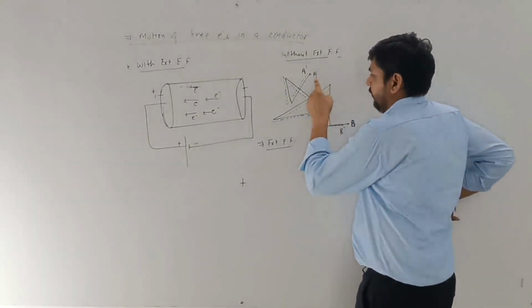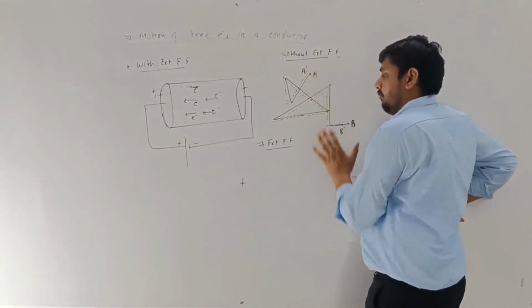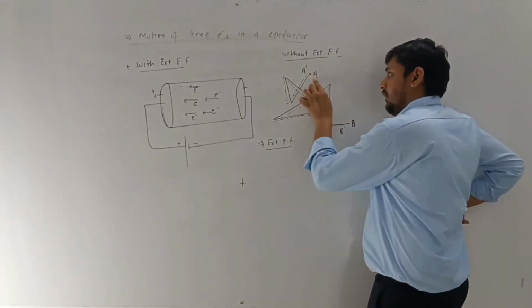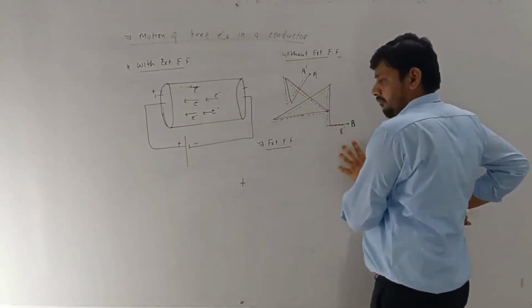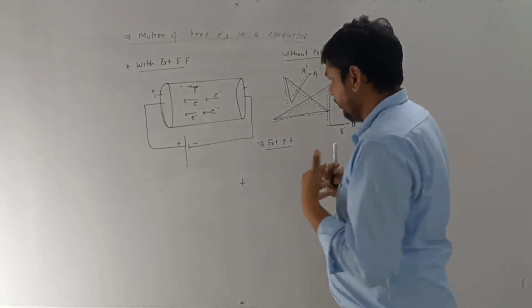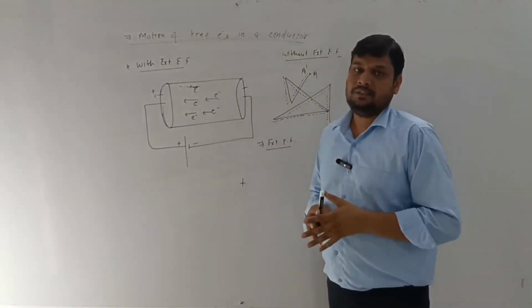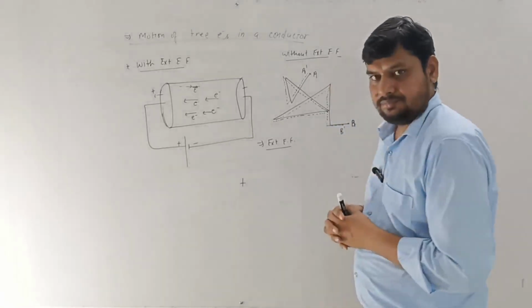If this point is A, this point is B without external electric field, but when we apply the external electric field, then the position of the electron changes like A prime to B prime. This is the behavior of motion of electron without electric field and with the external electric field. Okay, I hope you understand.